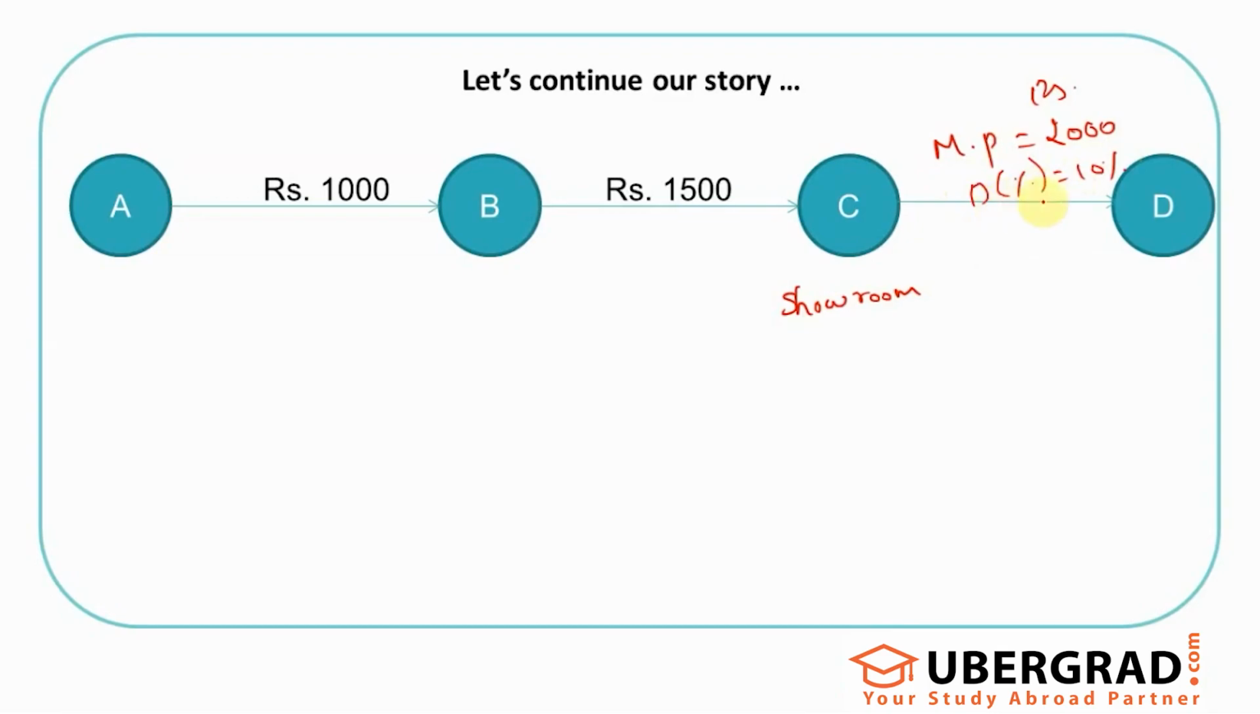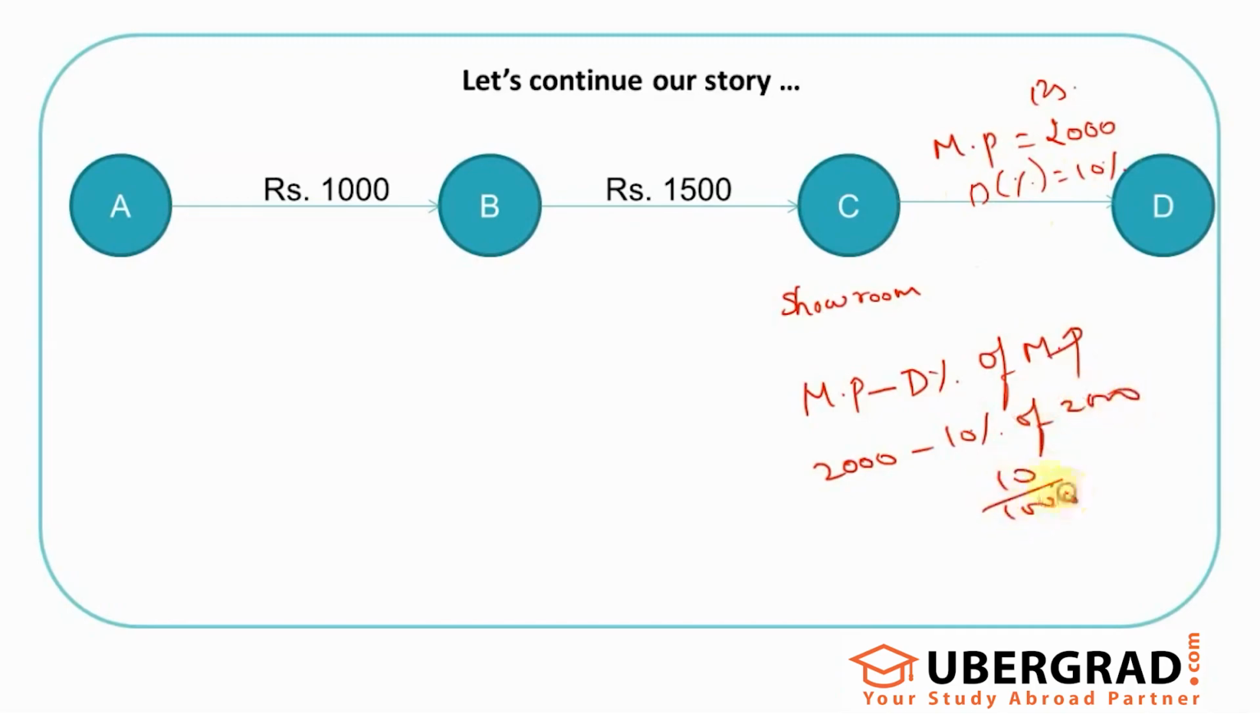So what is the price at which the transaction happens? It is mark price minus the discount. The discount percentage is always on mark price. 2000 is the mark price. The 10% discount is on 2000. This is 10 by 100 into 2000. That's going to be 200. 2000 minus 200 is 1800. So that means the net transaction is happening at 1800 rupees. Understand, the transaction price is this for C and D.